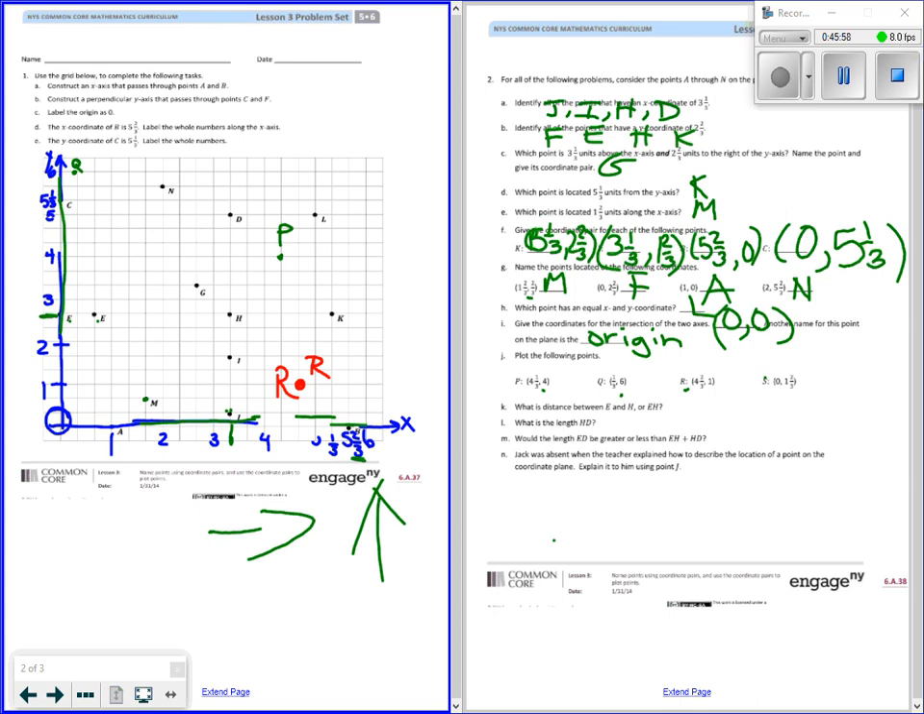Okay, and then S. 0, 1 2/3. Excellent. So it does not go to the right at all.